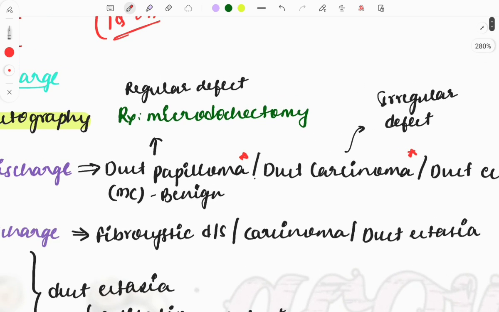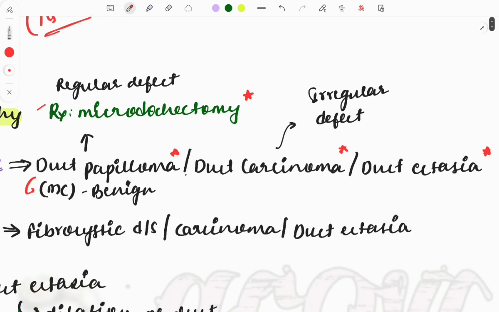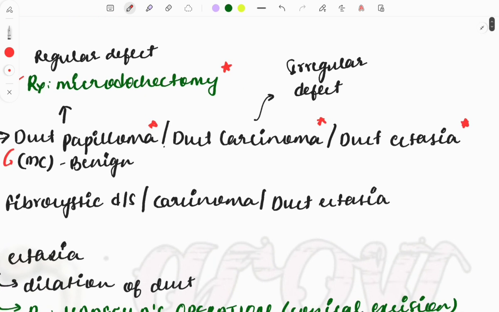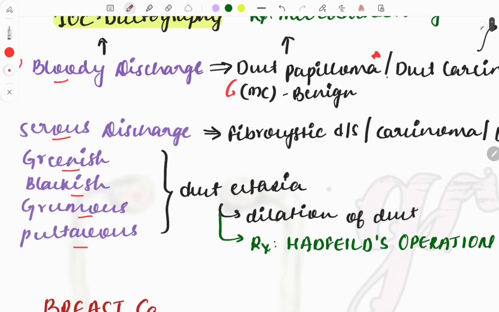The treatment for duct papilloma is microdochectomy. This was a PYQ asked in past years. Duct papilloma is the most common type of benign breast tumor. Then carcinoma, which we all know is cancer. Then duct ectasia means dilation of the ducts. The ducts in the mammary gland, those lobules, get dilated, causing this ectasia. Then moving on to serous discharge.